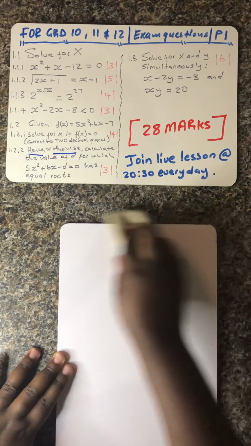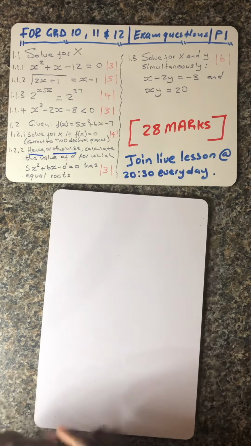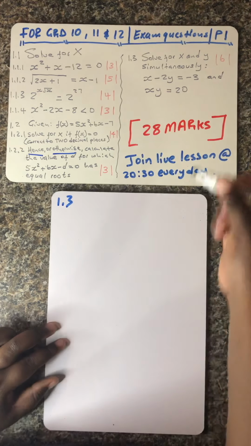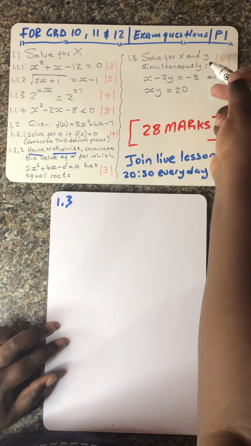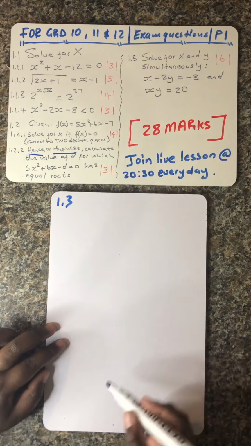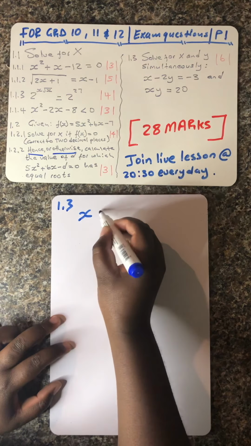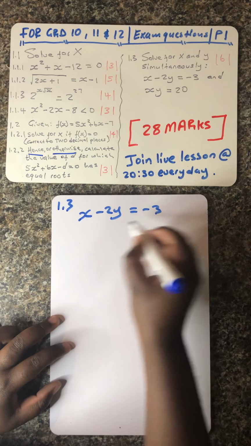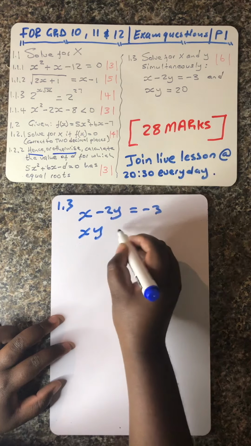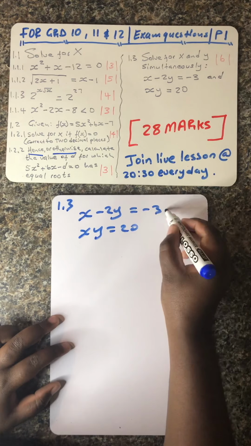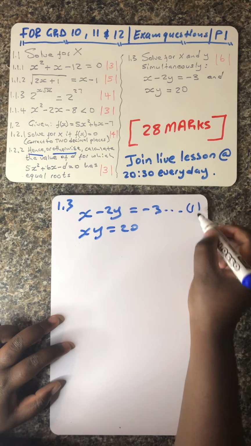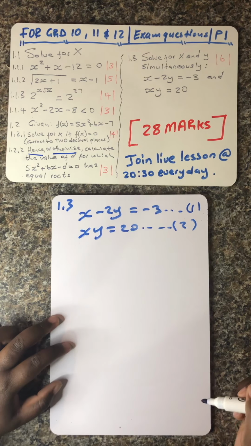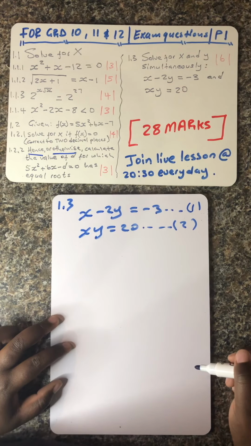So guys, I hope you can see question 1.3. It's a simultaneous equation. They say solve for x and y simultaneously, and it is given 6 marks. This is easy, I hope we won't take long on this question. We are given 2 equations equal to 20. The first one we refer to as equation 1, and the second one is equation 2. Then we start with equation 3.